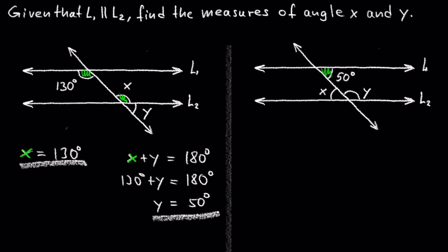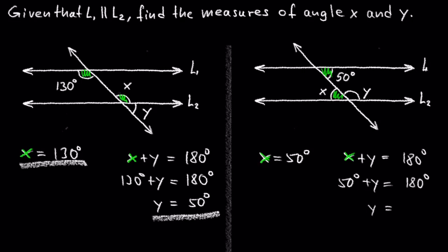Again, these two angles are alternate interior angles. So we can write x equals 50 degrees. And x and y are adjacent angles of intersecting lines, which means they are supplementary angles. So the sum of these two angles is 180 degrees. Therefore, we can write x plus y equals 180 degrees. So 50 degrees plus y equals 180 degrees. And 180 degrees minus 50 degrees is 130 degrees. So we get y equals 130 degrees.